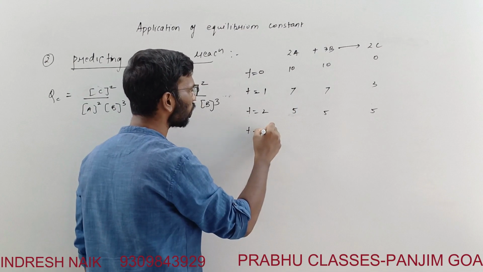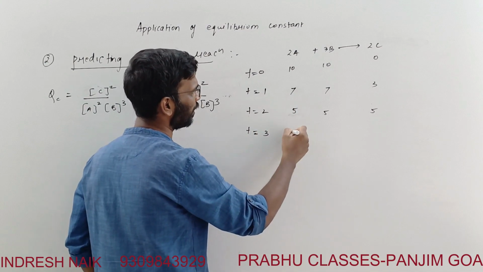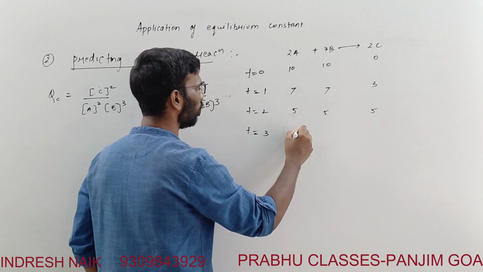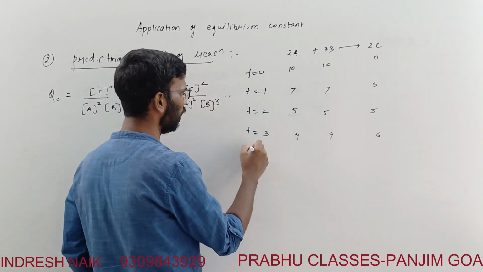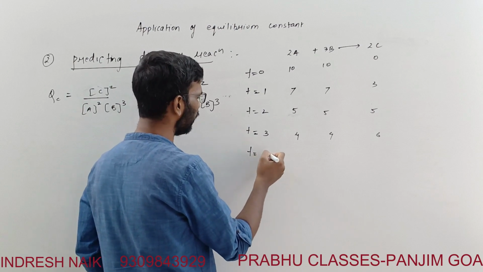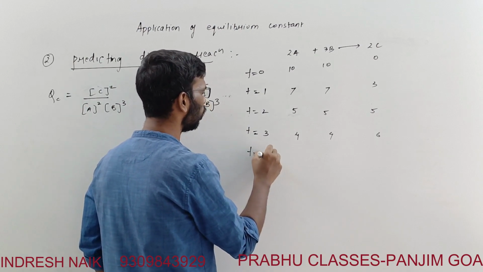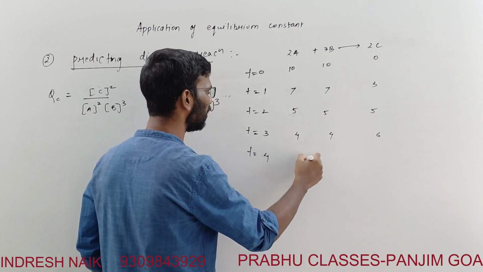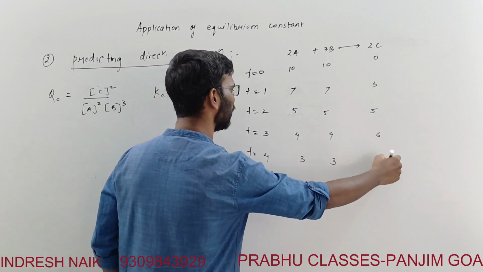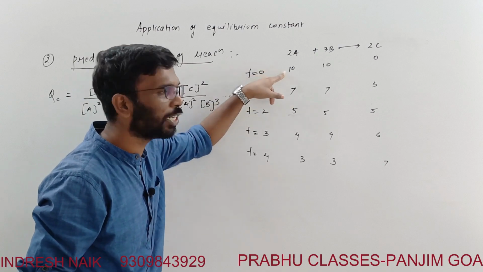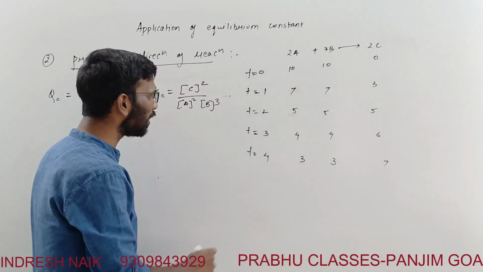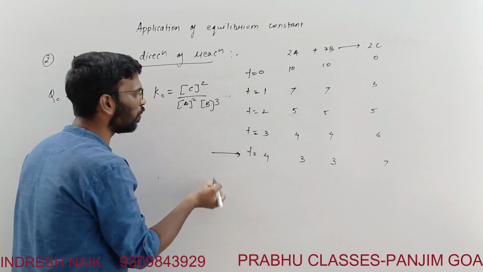After the third minute this is becoming 4, 4 and 6. After, let's say, the fourth minute, this is becoming 3, 3 and 7. Means what you see is that every time there is a change, the concentration of the reactant is falling. And let's say this is the time at which it is at equilibrium experimentally.